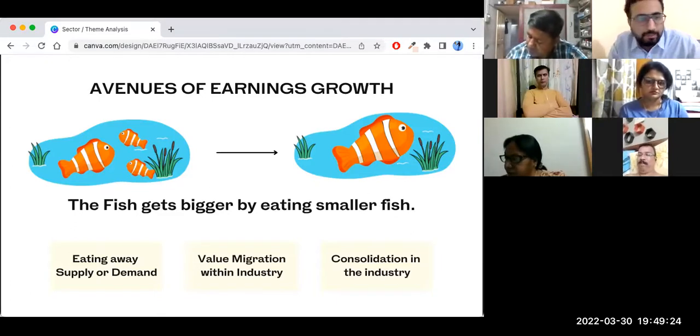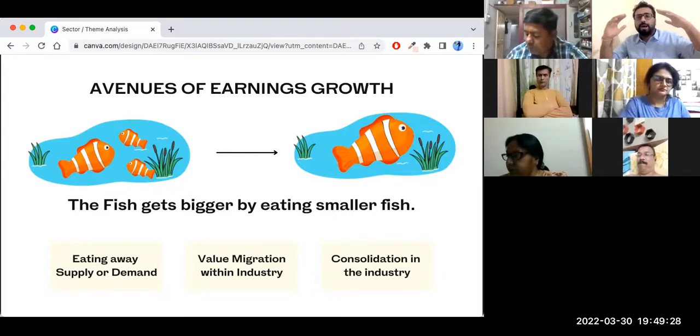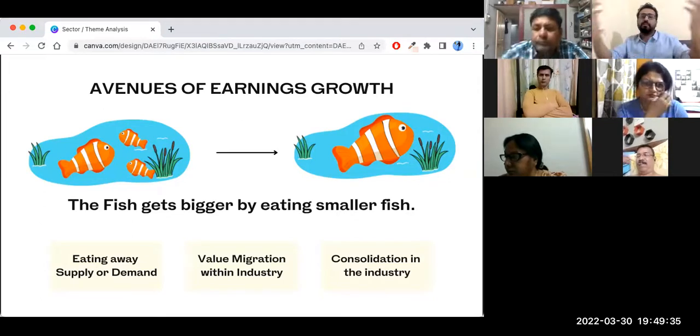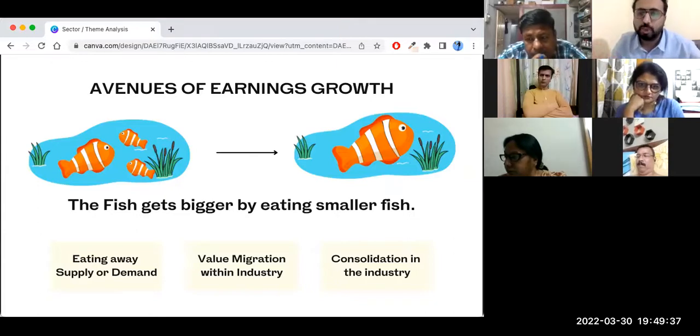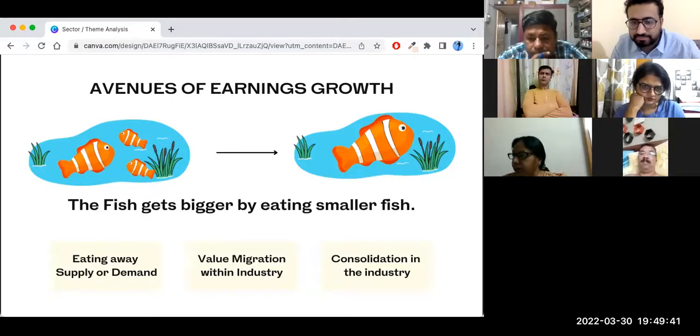All right. Amazing. Is this very, very clear? How market share can be gained, even when the pool is not growing, even when the pond is not growing, fish can still become bigger by eating away smaller fishes. Very clear. Awesome. Okay, Santosh says yes, sir. Badhiya.